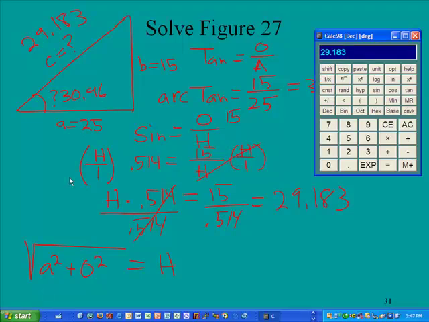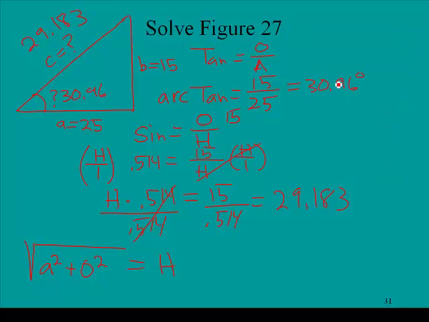So the adjacent squared, 25 squared, plus the opposite squared, 15 squared, equals this value, and the square root of that equals the hypotenuse. And there it is, 29.15, and we're very close. We had a little bit of rounding because we had several decimals we didn't include, but 29.15 is very close, and that confirms our answer for figure 27.